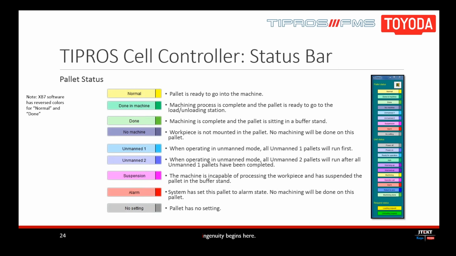A light blue and light purple are displayed when you're running FMS in unmanned mode. So a light blue is unmanned 1 and would be sent to the machine before any of the light purple, which are unmanned 2. If the pallet is pink, the machine is not capable of processing the workpiece. An example of that would be if the proper tools are not in the machine's magazine. If the pallet's red, then it has alarmed out. It will not be machined until the issue has been addressed. And then lastly, if it's gray, that means there's no setting because there's no part on the pallet.